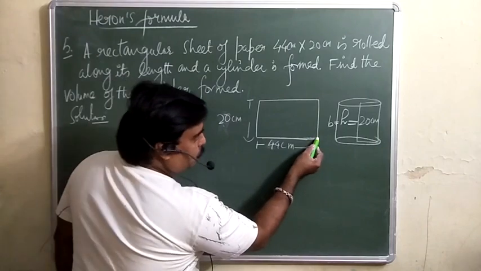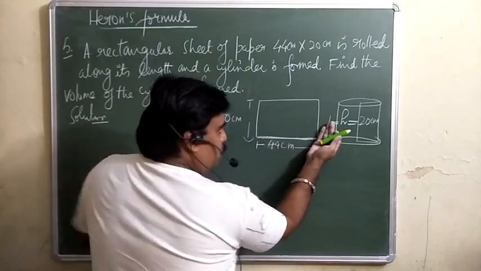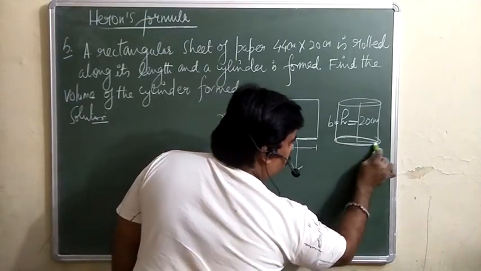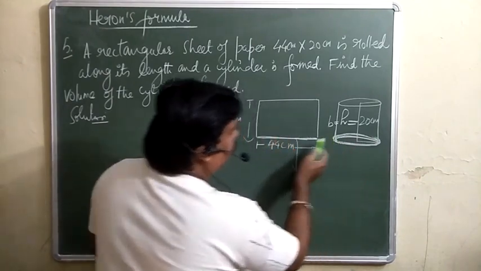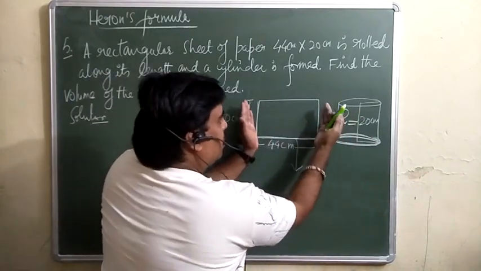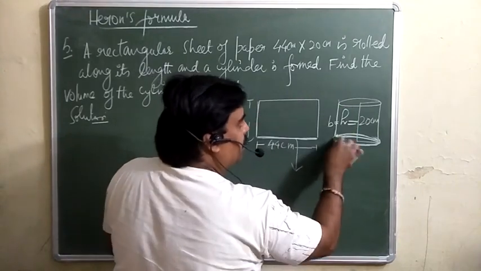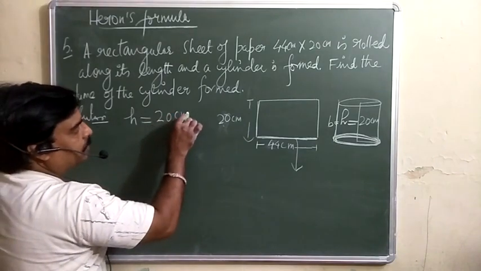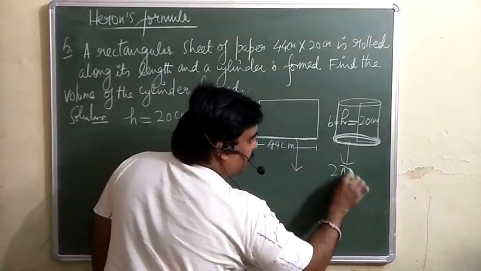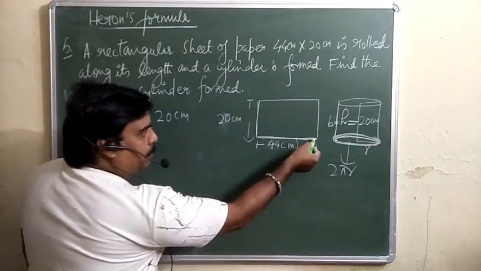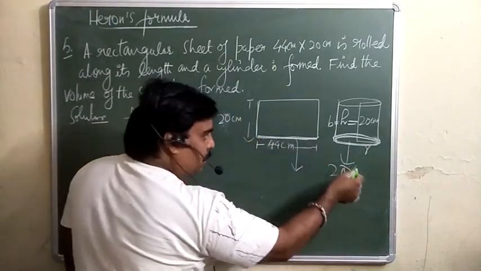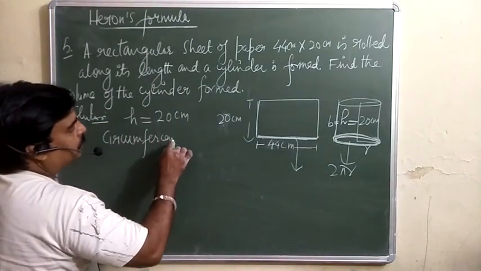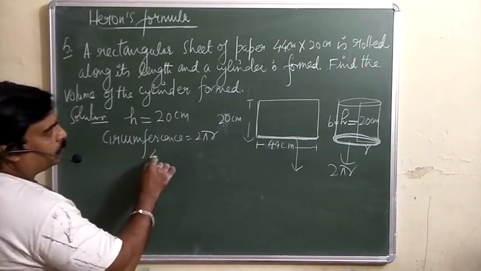See, look here now. When we roll this along the length, like you are going to roll this one, this 44 will be equal to the circumference of the base, and this B will work as H, because we are going to roll like this only. So H will be equal to the breadth, 20 centimeter, and the length will be 2 pi r. If we assume the radius is r, then 2 pi r, the circumference of this cylinder, will be equal to 44.